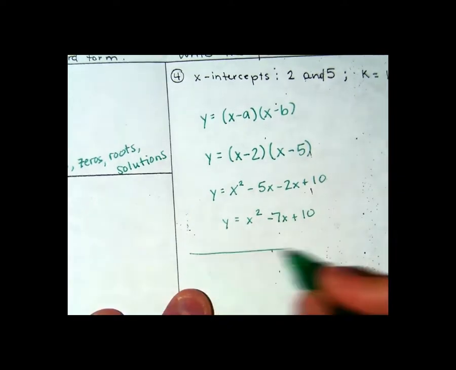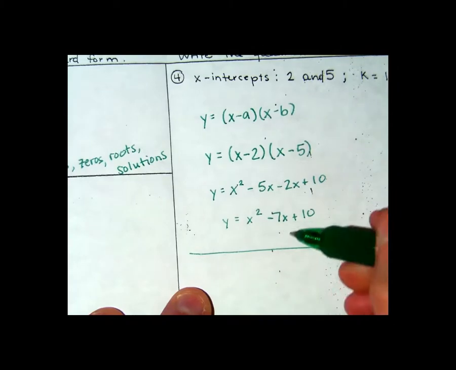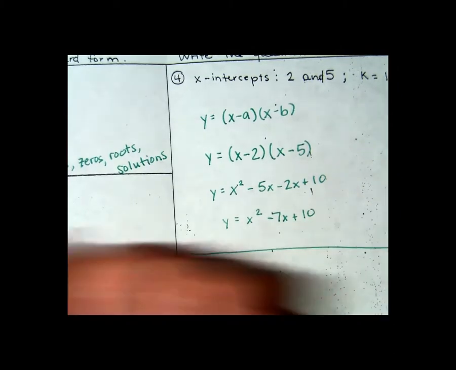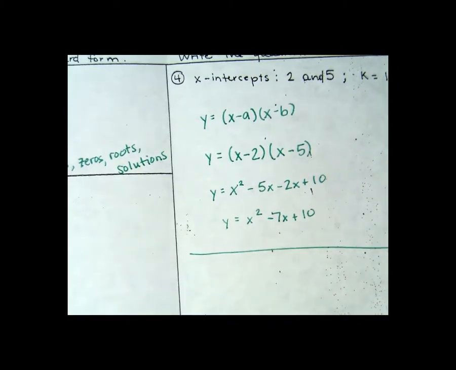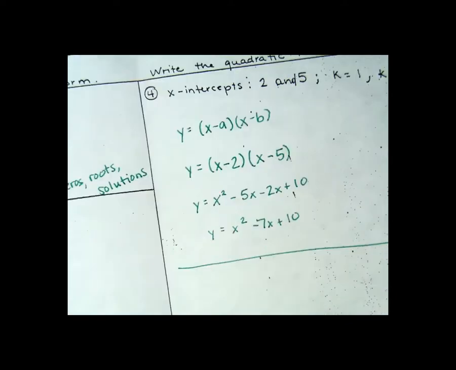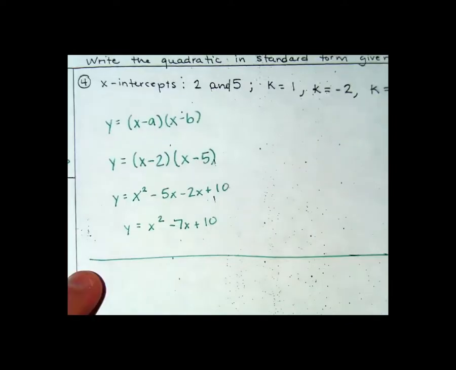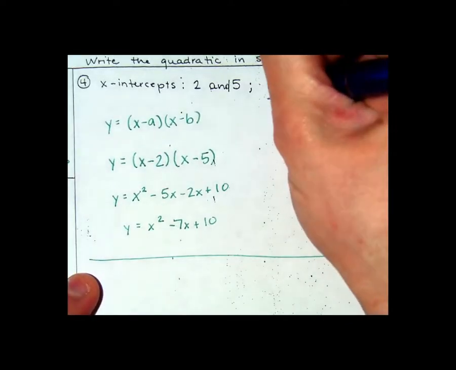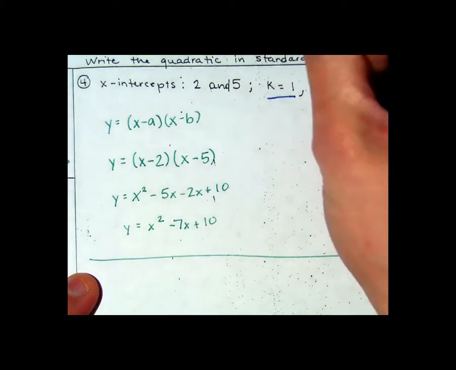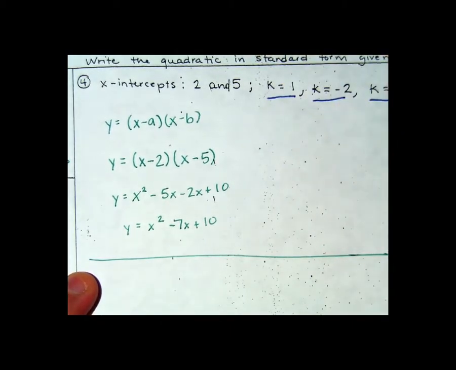Alright, now we're going to draw a line. Because this is not actually the problem. This is what we're going to use in a minute. What we are actually doing, we're going to set up and equate this for when k equals 1, when k equals negative 2, and when k equals 3.